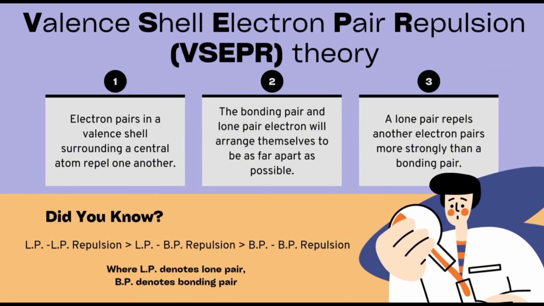VSEPR theory, which is also known as valence shell electron pair repulsion theory, states that the electron pairs in a valence shell surrounding a central atom repel one another. Thus, the bonding pairs and the lone pairs arrange themselves to be as far apart as possible to minimize the repulsion. This results in the lone pair repelling other electron pairs more strongly than the bonding pair. The conclusion is the lone pair and lone pair repulsion force is higher than lone pair and bonding pair repulsion force, and the lone pair and bonding pair repulsion force is higher than bonding pair and bonding pair repulsion force.